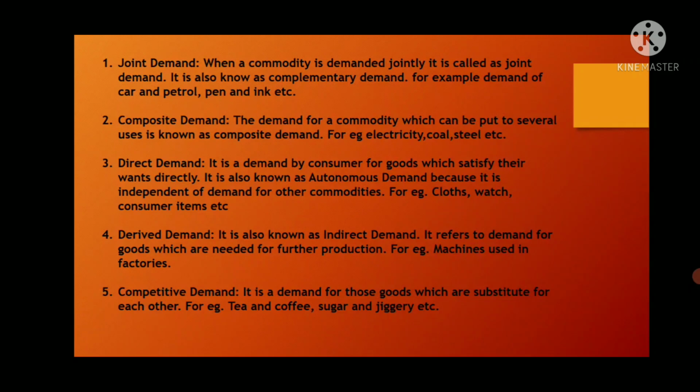Second type of demand is composite demand. Composite demand means a single commodity satisfying various wants, or you can say several wants. That is called composite demand. The basic example from our day-to-day life is electricity. Electricity is something which satisfies our various wants.